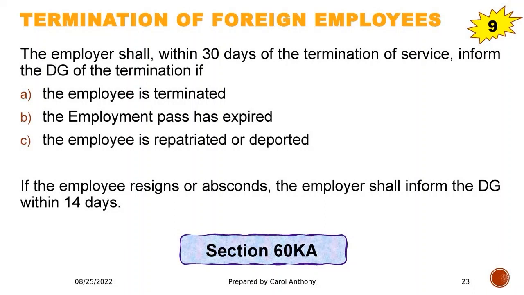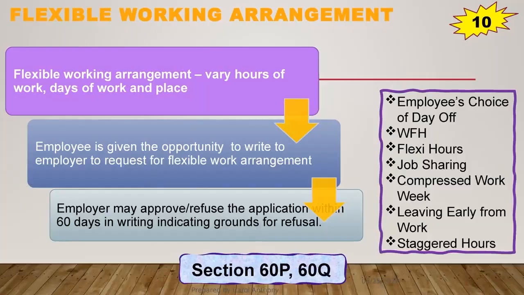Next clause here, if the employee resigns or absconds, the employer shall inform the DG within 14 days. This is the second part, where the employee themselves resigns or absconds, runs away, disappears. Okay. So within 14 days, the DG has to be informed, right? So more information, of course, you can find in this section. Let's move on to the next one.